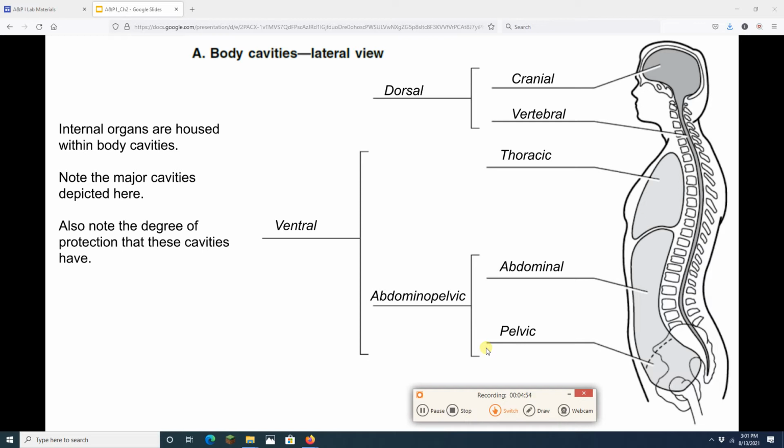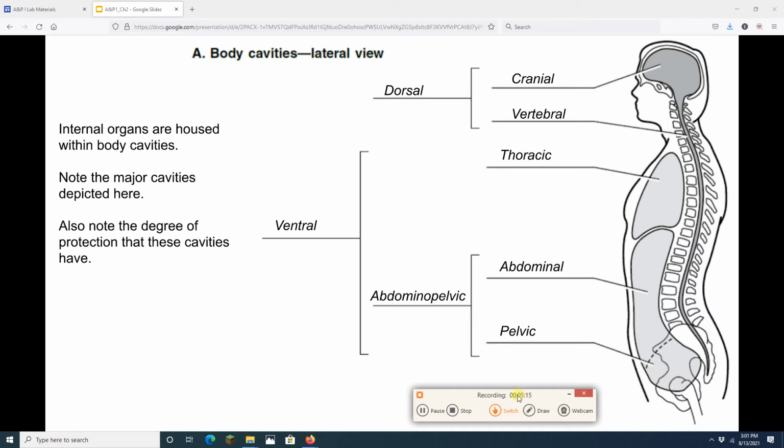Now, there are two big body cavities. One more towards the front and one more towards the back. And by the way, this picture I'm showing you here is from the top of page 15 of your lab manual. So you might want to flip to that page so you can look at it as I'm describing it.